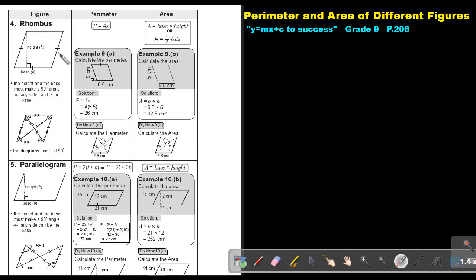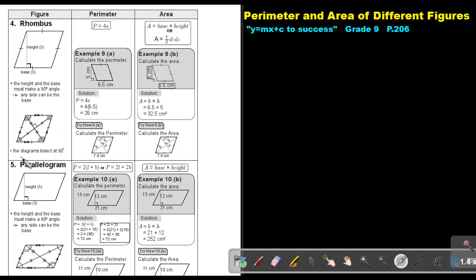Remember, a rhombus is almost like a square that was pushed on that corner. So all the sides will still be equal. The height and the base must make a 90-degree angle. Any side can be the base, but then they must just indicate the height, say for example there.